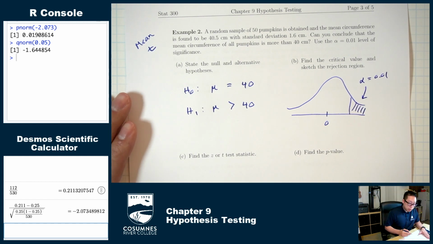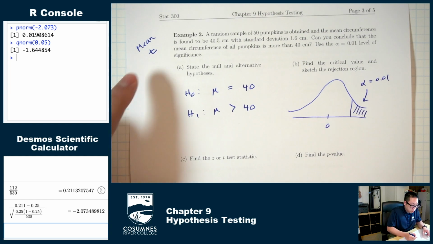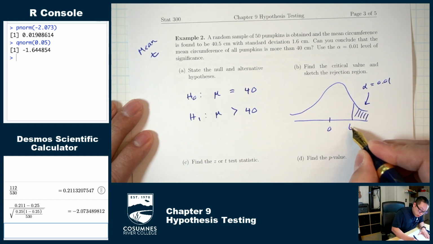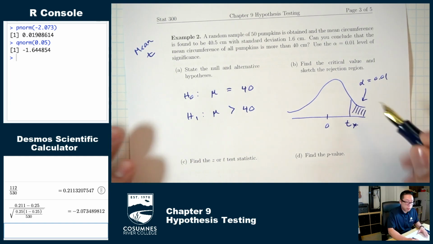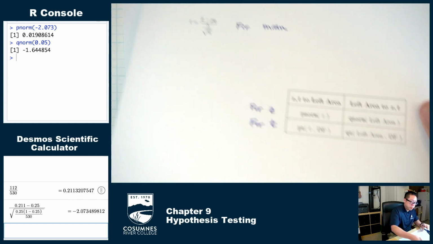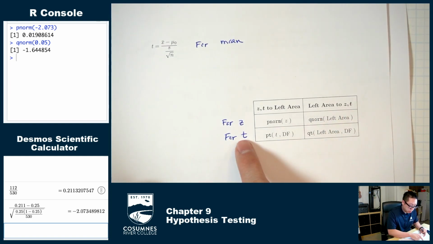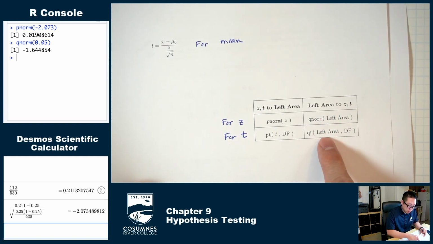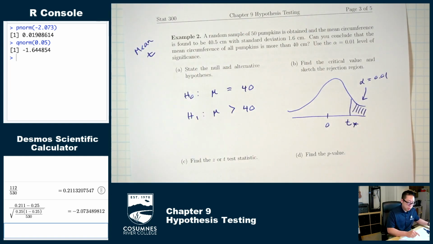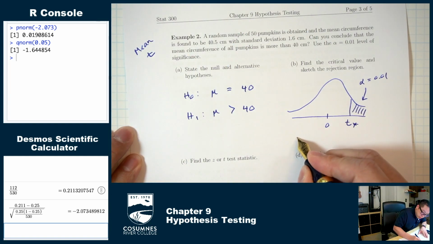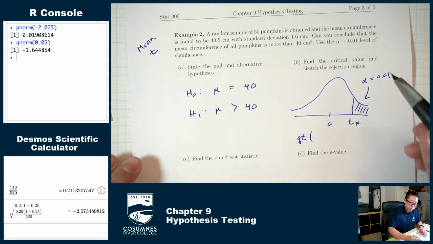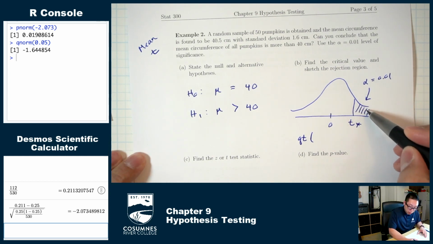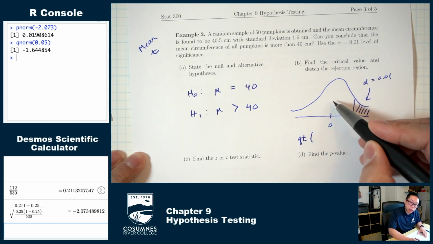And your job for part B is either to find the z star or the t star. We're talking about means here, so we're going to be finding a t star. And part B is going to be an area to t question. Area to t. Area to t for the t situation is going to be a QT left area df. So we're going to do QT left area. What's the left area of this picture? It's not 0.01. 0.01 is the shaded part, which is the right area. So I need this unshaded part to the left.